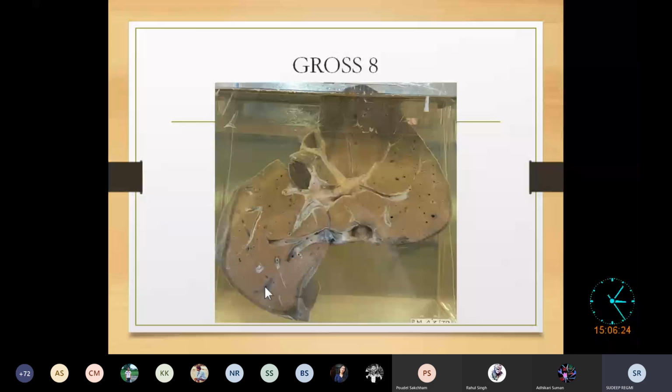Gross number 8. Can someone describe this gross specimen? CVC of liver. Okay, very good. Chronic venous congestion of liver.